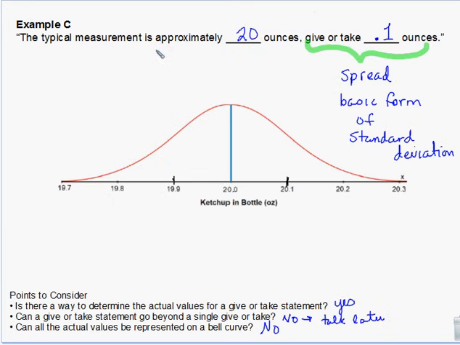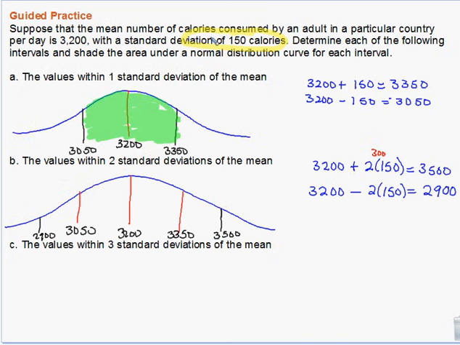Now if you look on the curve, we're almost where it's touching the ground at that point. And again, we're going to shade under that. As you can see, almost all of our data is going to be within 2 standard deviations of the mean. Most of our data is within 1, but when you go out to 2, you've got almost all of your data.